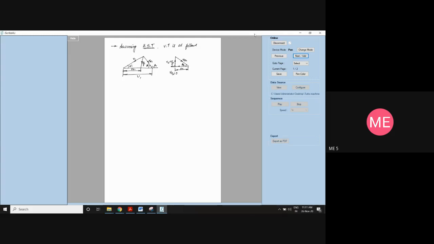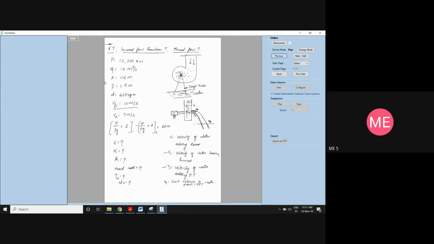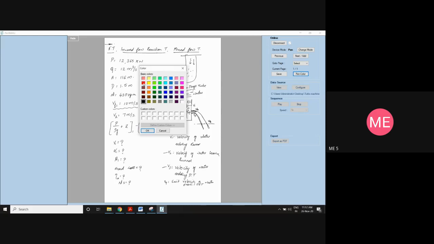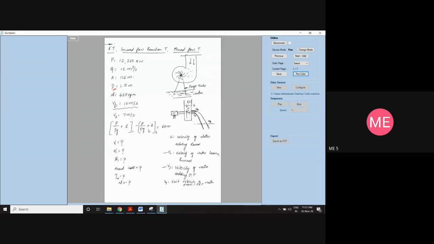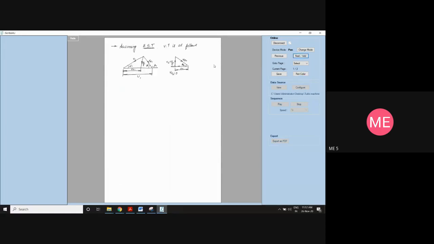In the data, only one diameter was given, no? The other diameter is not given. So understand this: whenever only one diameter is given, instead of giving both diameters, inner and outer, let us assume this as the bigger diameter. Let me highlight it so that it will be easy for you to understand. Let us assume this diameter as the bigger diameter, that is D1.